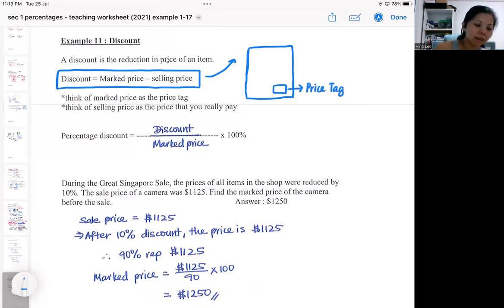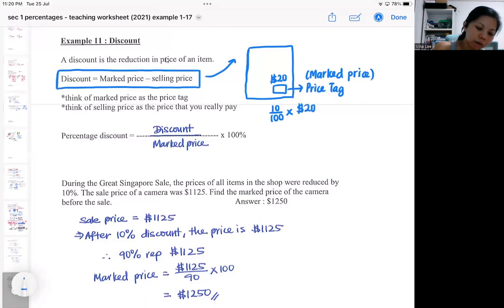This price tag is what we call the marked price. So this item is marked this amount. But maybe when you go to the counter, you actually don't pay this amount. For example, if you go to Popular, maybe this price is $20. That means the price tag shows you $20. But if you have a membership discount, then they will give you a 10% discount.